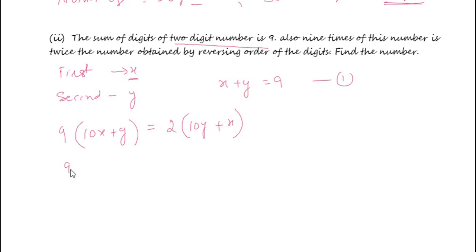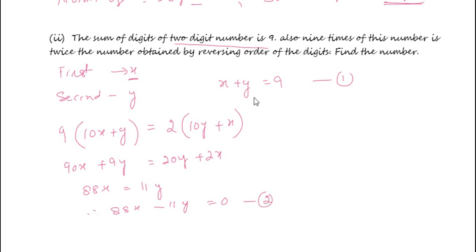So 90x plus 9y equal to 2 into 10y plus x, which is 20y plus 2x. Bringing x this side, 90x minus 2x, 88x equal to 20y minus 9y, so 11y. Therefore 88x minus 11y equal to 0. This is equation 2.